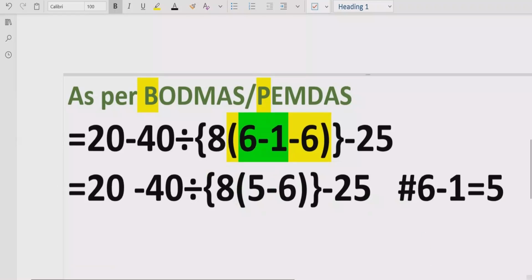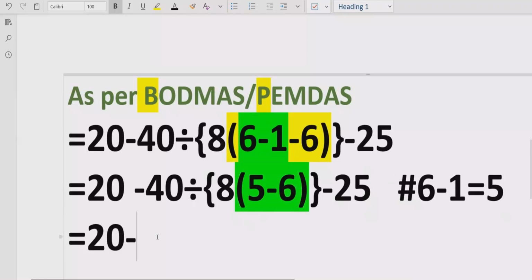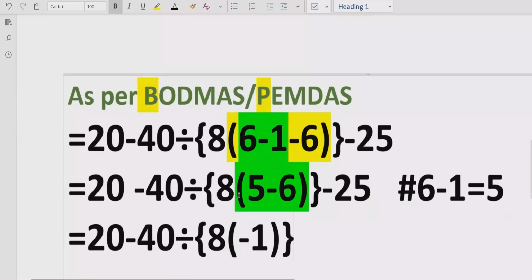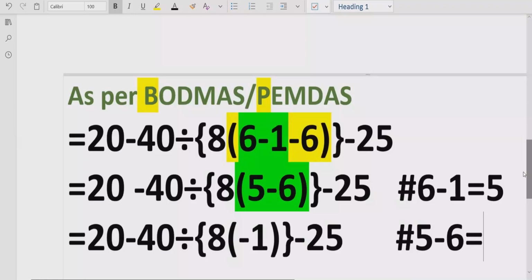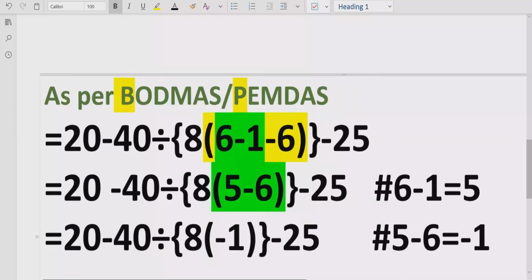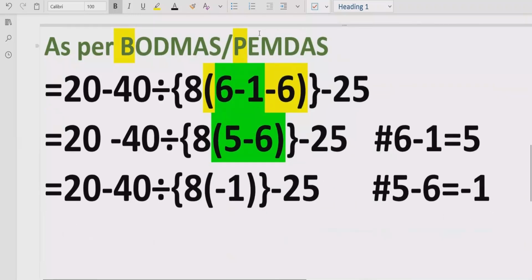Now move forward. Step number 1 we will solve again because we have here a bracket which is 5 minus 6. We will write 20 minus 40 divided by curly bracket 8, and 5 minus 6 equals minus 1, and curly bracket minus 25. And here we have to give the reference: 5 minus 6 equals minus 1, because we have the minus sign with the larger number, that's why we will write minus 1. Now we have solved the inside bracket.